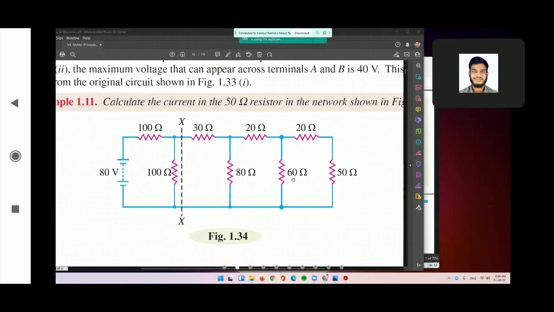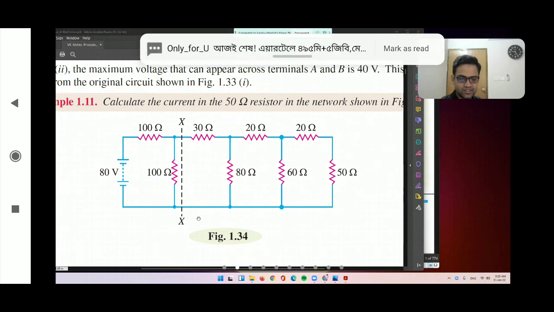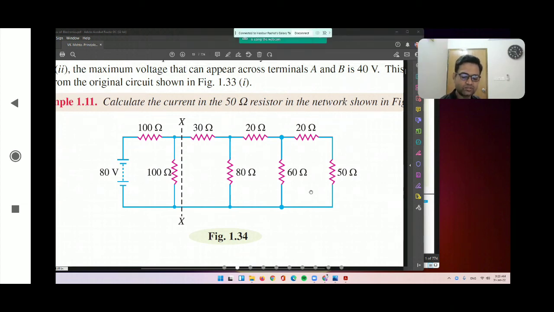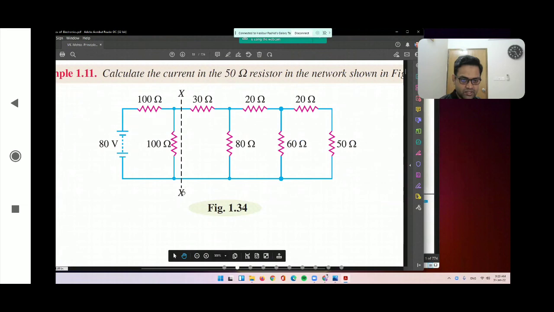X, Y, Z. The main technique to solve this problem is as follows. This is a very complex circuit, as there are so many components in it. If you go the conventional way to solve this one, it will be a little bit difficult or complex. So to minimize the complexity, what we can do is divide this circuit into 3 different parts. You can see there is a point called X.